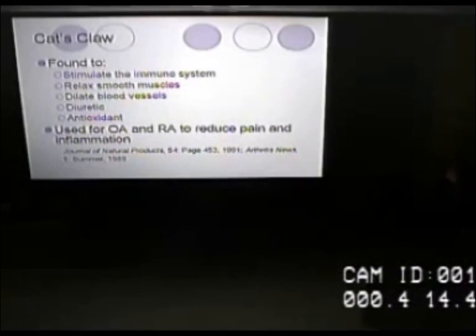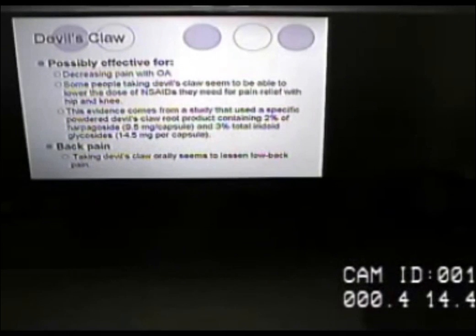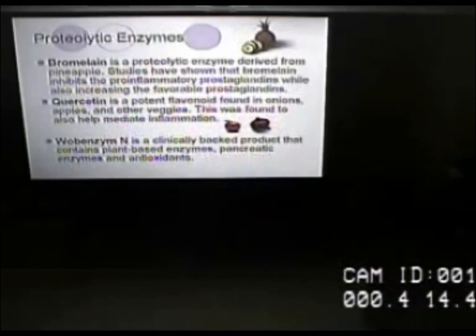Cat's claw, too. This stimulates the immune system, relaxes smooth muscles, dilates blood vessels, is a diuretic as well as antioxidant. And I've seen some studies used for osteoarthritis and rheumatoid arthritis to reduce pain and inflammation. And devil's claw, I don't know if we have any of this. I tried to see if there was any. I think we might have had a tincture of it. But this one I found, mostly it came up for back pain. It seems to help lessen low back pain. And they were comparing it with people that were taking non-steroidal anti-inflammatories. It said they needed less of those when they were taking this along with that. So that's another option. Yes?